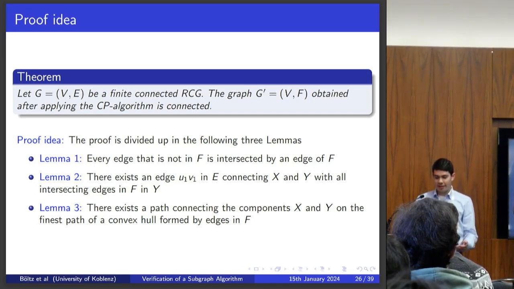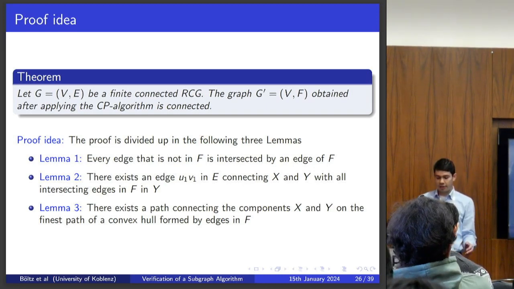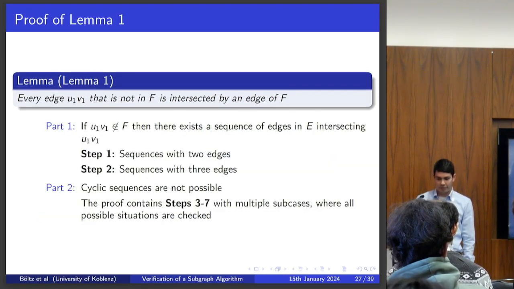We first show that an edge that is not in F is intersected by an edge in F. Then we show that there exists an edge in E connecting these 2 components where all intersecting edges in F are in Y. And in the last step we show that there exists a path connecting the 2 components on the finest path of a convex hull formed by edges in F.